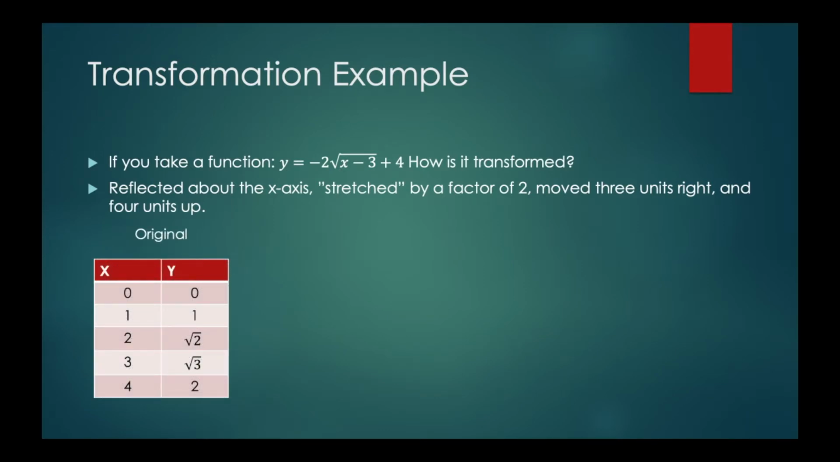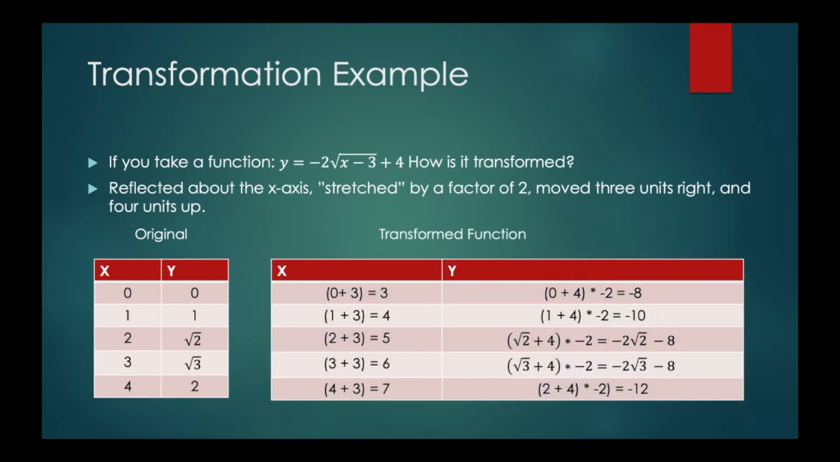So here's the original function. If x is 0, y is 0, x is 1, y is 1, x is 2, y is radical 2, x is 3, y is radical 3, and x is 4, y is 2. The transformed version, so to do the moving to the right, you're going to change each of the x values by moving to the right 3, so adding 3. So instead of going from 0 to 4, this is going to go from 3 to 7, because we're adding 3 to each of those.